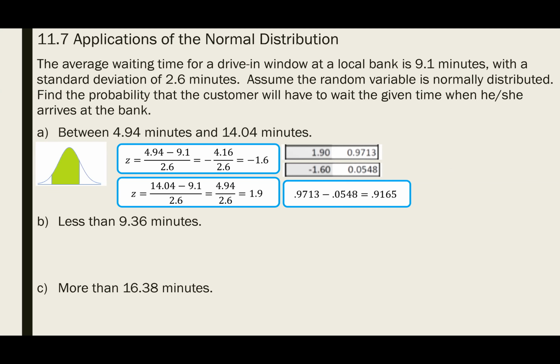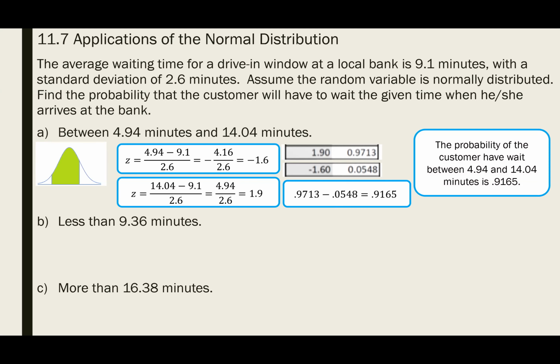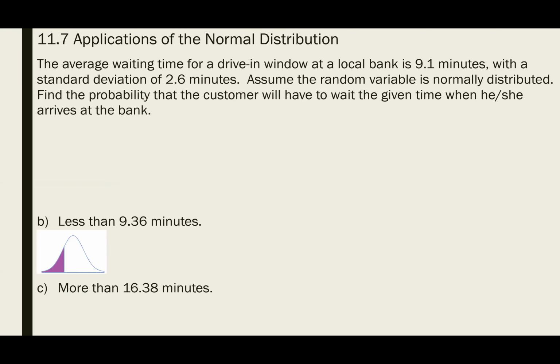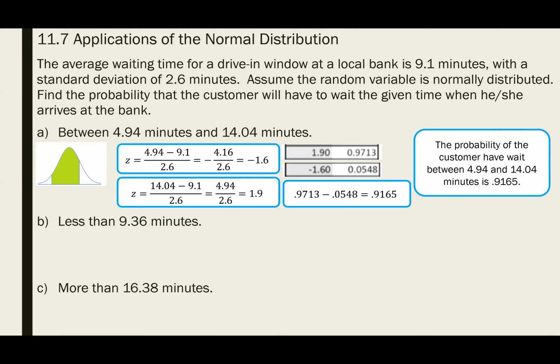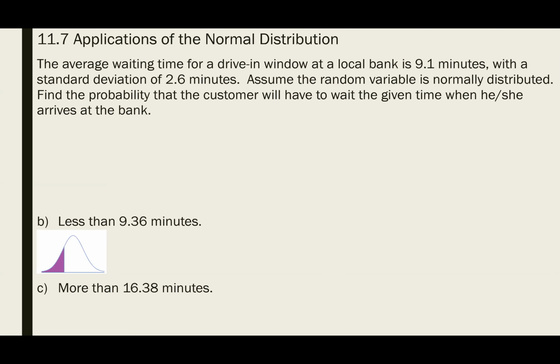Same thing goes with B, right? We're looking for less than. What do we do? Well, anything less than is to the left. Right? Anything less than is to the left. So we know that to the left, life is good. How good? The answer is in the table. The only thing we need to do is know what value from the table to extract out.